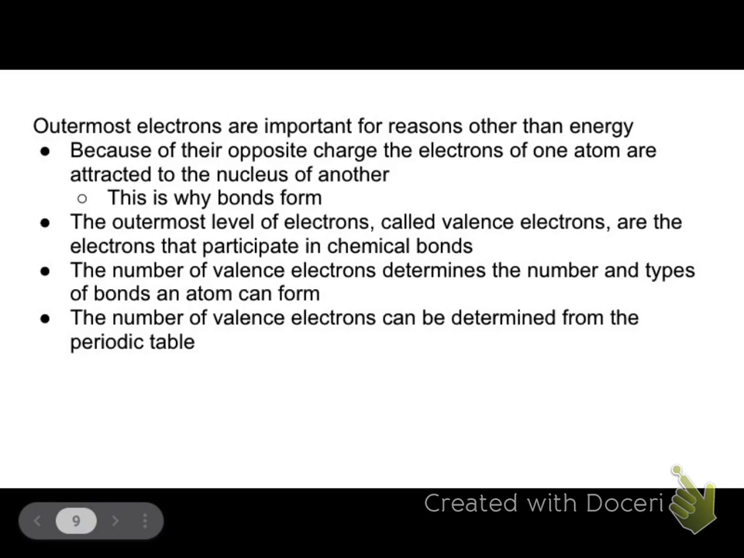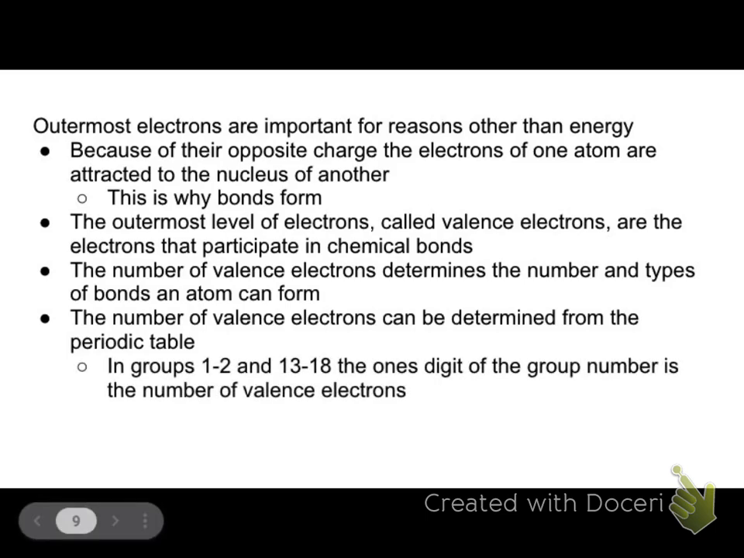You can determine the number of valence electrons by looking at the periodic table. For groups 1 and 2, and then groups 13 through 18, the ones digit of the group number is the number of valence electrons. So if you look at the periodic table, if you're in group 1, you have 1 valence electron. If you're in group 15, you have 5 valence electrons. Again, we're looking at the ones place in the number.